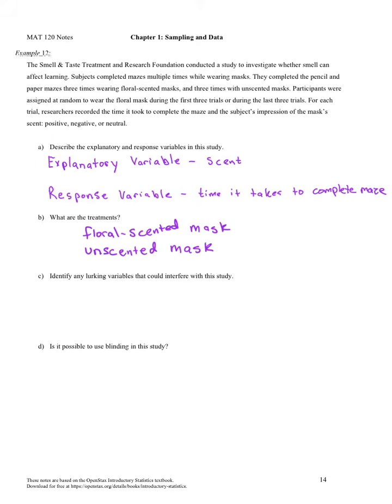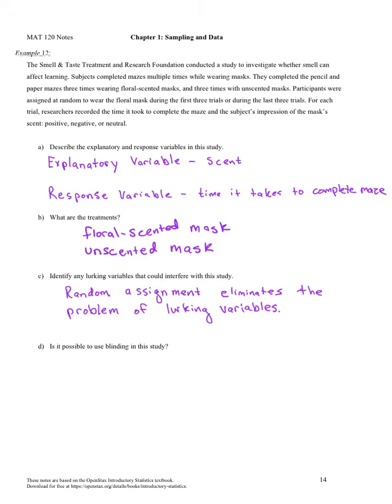In letter C, we're asked to identify any lurking variables that could interfere with the study. In this case, all the subjects experienced both treatments. The order of the treatments was randomly assigned, so there were no differences between the treatment groups. Random assignment eliminates the problem of lurking variables.